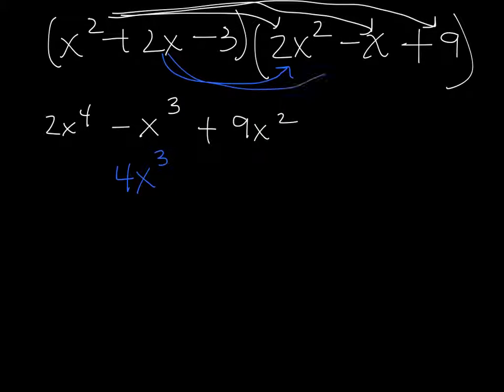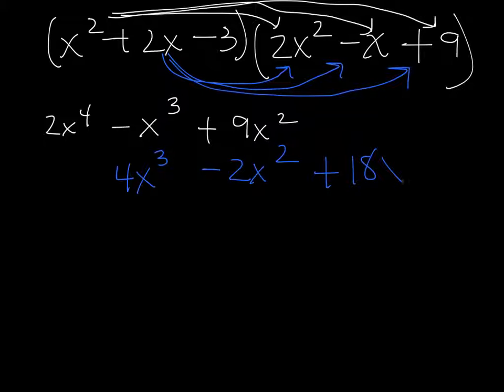All right, 2x times negative x gives me negative 2x squared. So I'm going to put that underneath this x squared term. 2x times 9 gives me 18x. I don't have an x term yet, so I'm just going to plug that right here. All right, and then I have the last one.